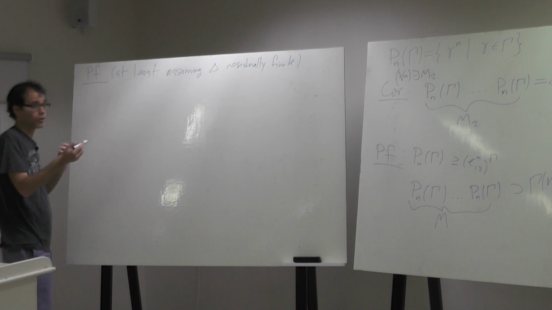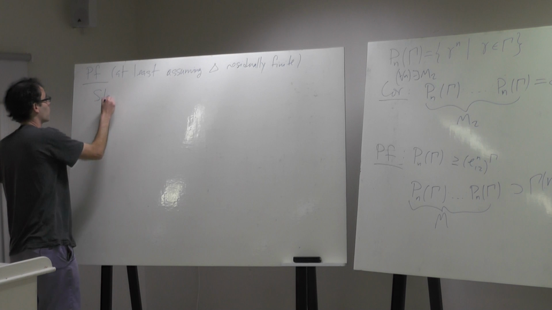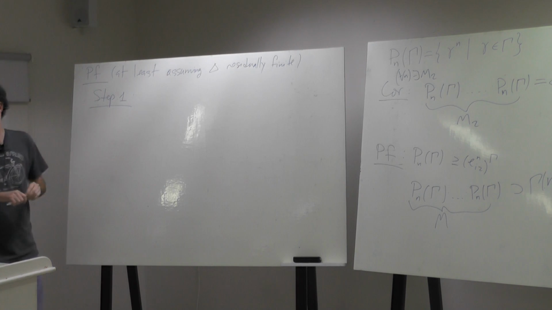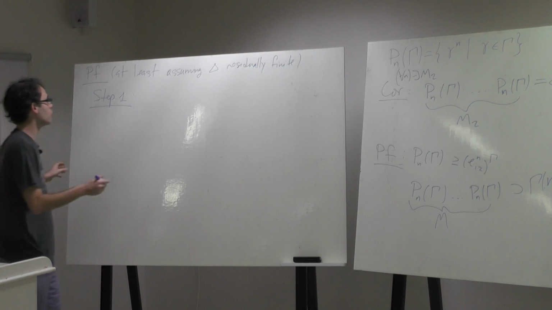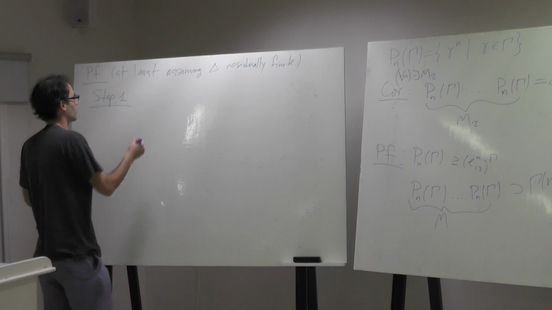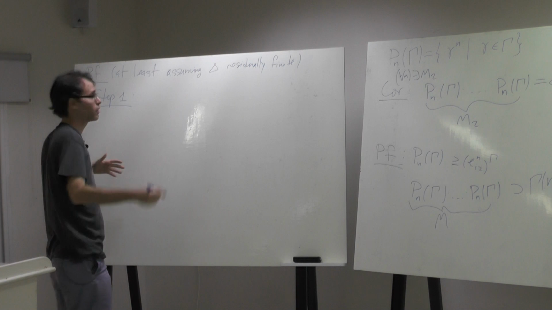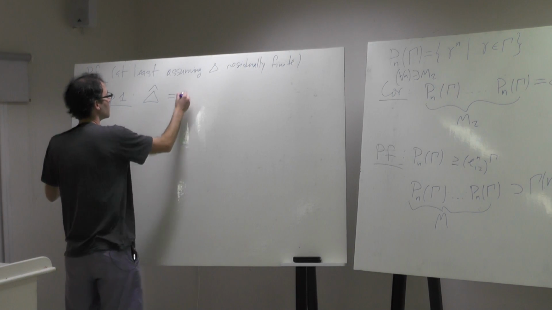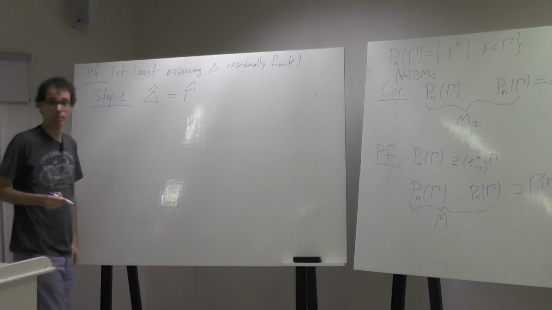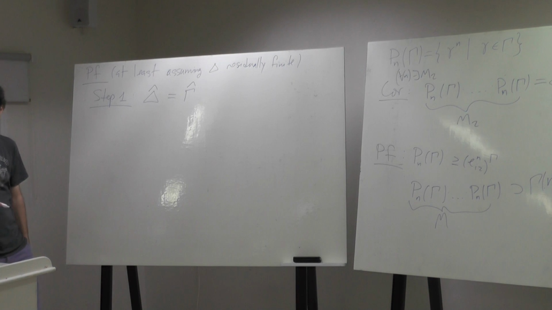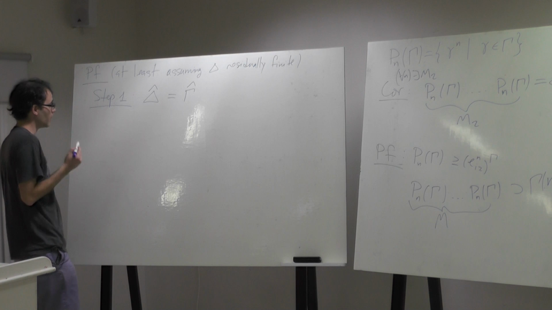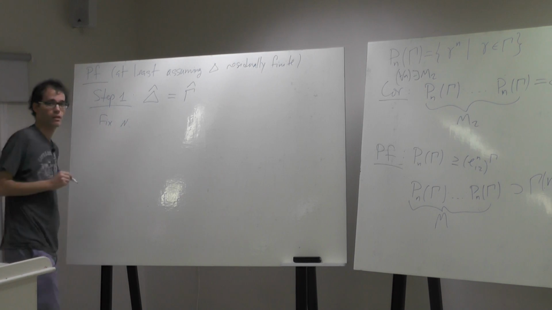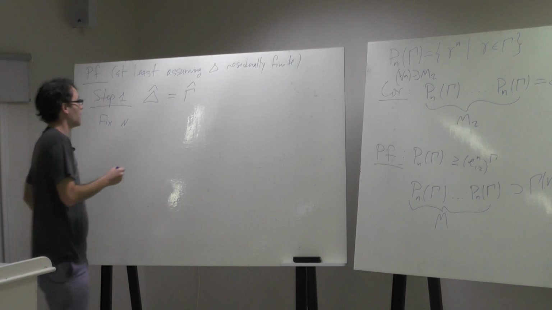So this is what I'm going to do, basically. Step one of the proof: I'm going to show that, in fact, if I have this delta, then the profinite completion of delta is isomorphic to the profinite completion of gamma. And it goes like this. So fix some number n.